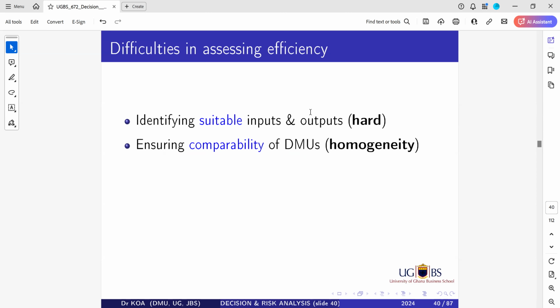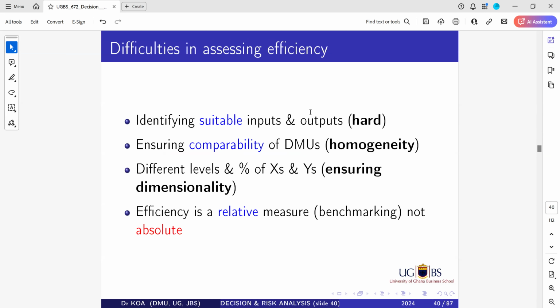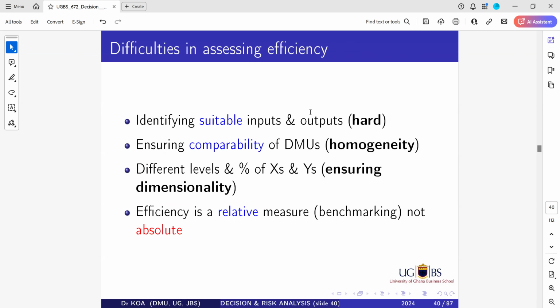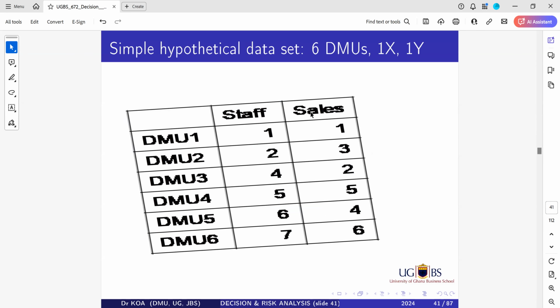All right. What are the problems in assessing efficiency? We've looked at them. The major problem is how do you get an input? How do you ensure homogeneity? How do you ensure dimensionality? And always focusing on radial efficiency, always focusing on relative efficiency instead of absolute efficiency.